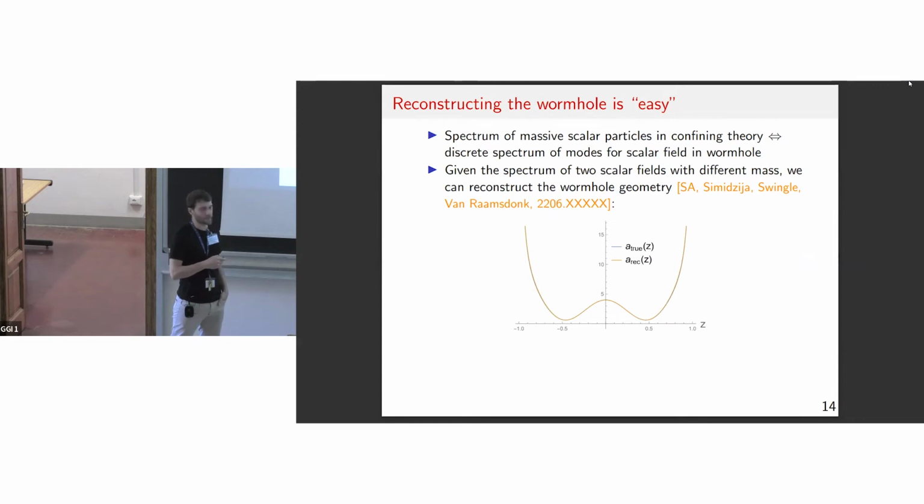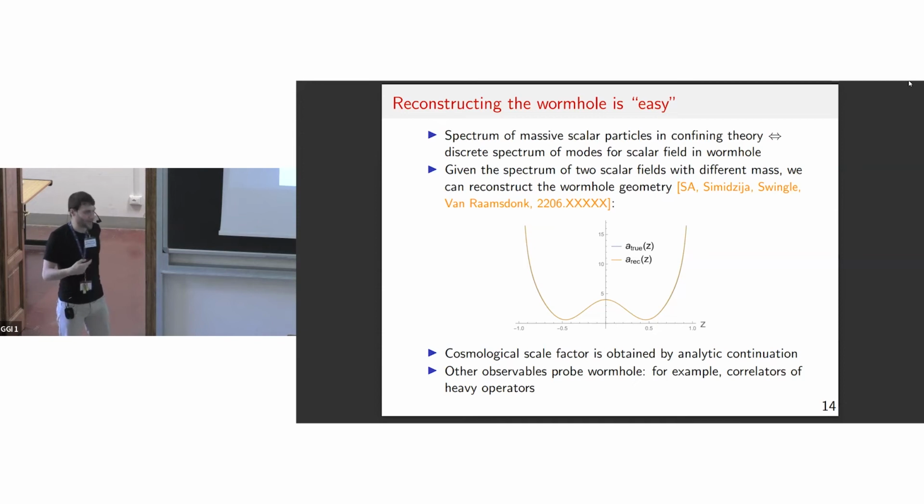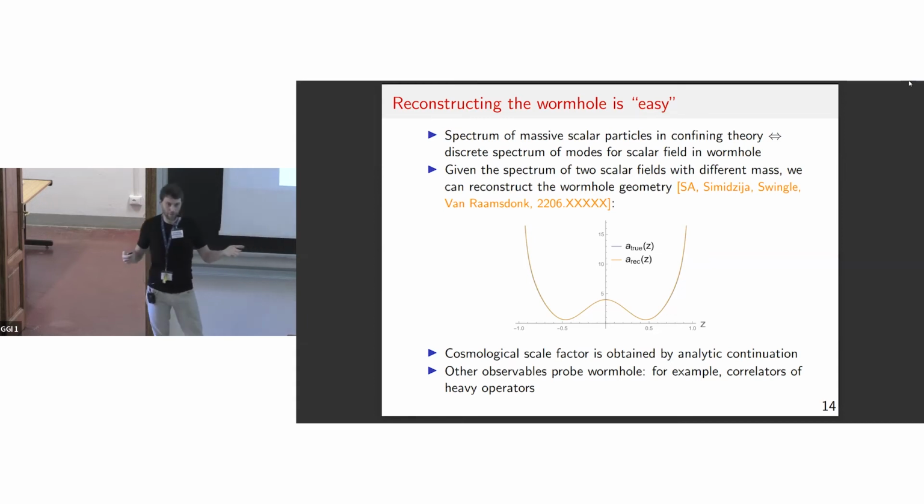You see that we just picked some form of the scale factor, with no particular physical meaning, and considered the spectra associated with that scale factor by quantizing two scalar fields, and then reconstructing from these spectra the corresponding scale factor. And here the two lines are almost completely superimposed, so you cannot really tell the difference between the two, but they're both there. So this clearly shows that a simple observable such as the spectrum of particles in a confining theory already tells you everything you need to know about the wormhole scale factor. And there are also other observables doing that. For example, heavy correlators in these dual theories are enough to reconstruct the wormhole geometry. Once you have the wormhole geometry, you analytically continue it, and you get the cosmological geometry, the cosmological universe, so the cosmological scale factor. So this is an example of how reconstructing the wormhole is not hard, and you can then use analytic continuation and this slicing duality to reconstruct the cosmology from the microscopic theory.